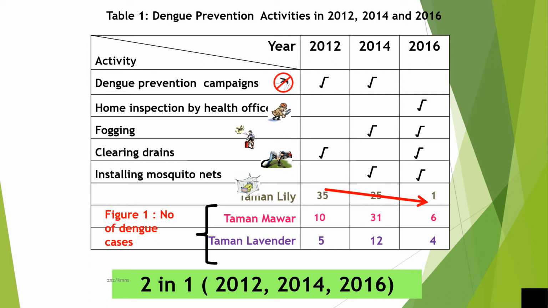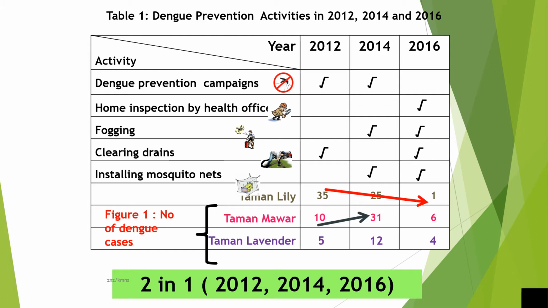What about in 2016? In 2016, it had the most number of prevention activities. Therefore, the number of cases further dropped and it dropped to 1 in 2016. So direct cause effect for Taman Lili.